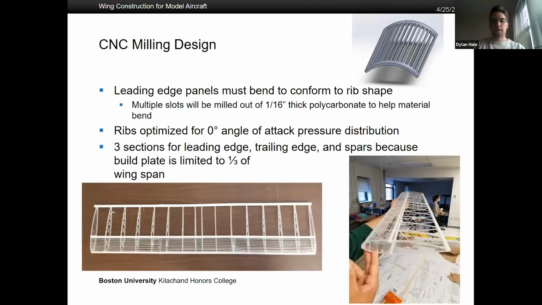One of the other problems for our CNC milling design was that in order to make the leading edge, it has to curve and conform to the rib shape. Now that's really easy to do with thin balsa wood because it'll bend really easily, but for plastic, it's not gonna happen. So we ended up carving slots in the piece of plastic to make it easier to fold over the ribs. Overall, we had to assemble this in 3 different pieces because the build plate of the CNC mill was limited to only about a third of our wingspan. So we used 3 pieces for both the spars, the trailing edges, and leading edge.